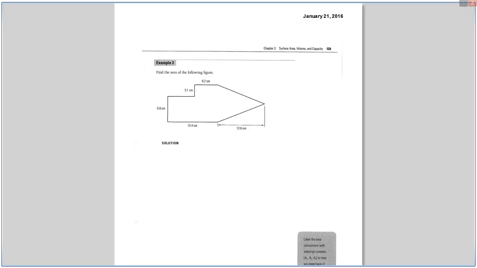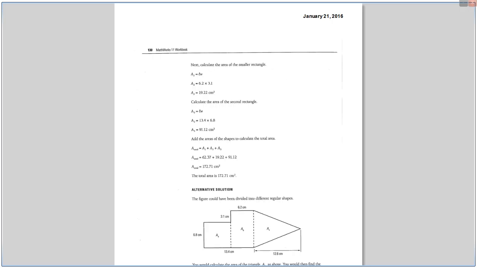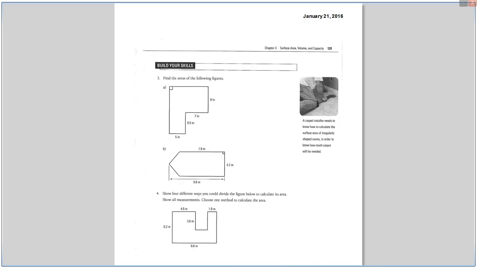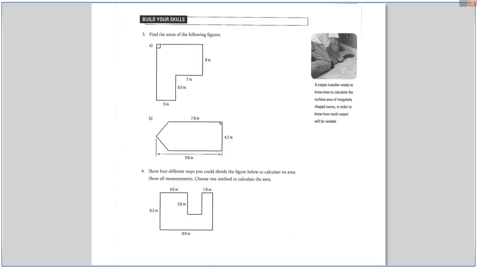Example 2 is an example of an irregular shape. So whenever we get weird shapes like this, all you want to do is sort of problem solve your way through it and make shapes that you're more familiar with, and then add up those areas separately when you do the calculations. And the book has a solution for that. So let's work on Build Your Skills number 3, 4. So problem solve would be to draw a line like this. Now you have 2 areas. Okay, let's call the first one area 1, and let's call the second one area 2.